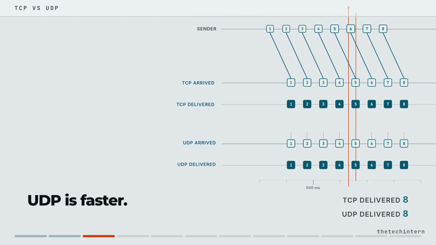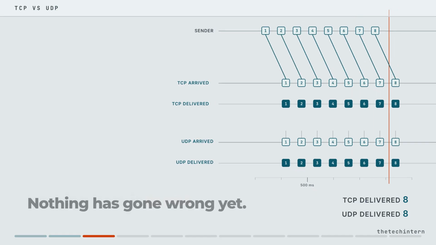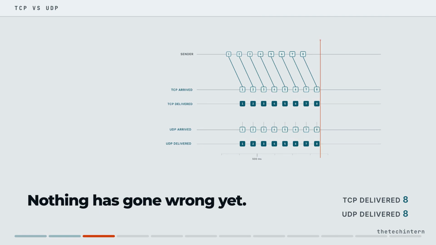Now, the sentence everyone repeats: UDP is faster. Nothing here is faster. Bits move at the speed of the link. Neither protocol touches the link. Nothing has gone wrong yet, so nothing is different yet.